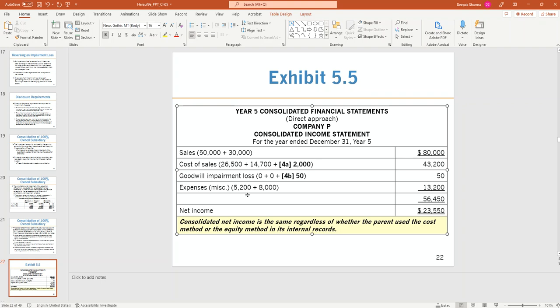Then we take the miscellaneous expenses of the parent and subsidiary, add them, put that amount there, and calculate the net income at the consolidation level. You see the note at the bottom here: the consolidated net income is the same regardless of whether you use the cost or equity method. So there's no reflection of that when you do a consolidation.